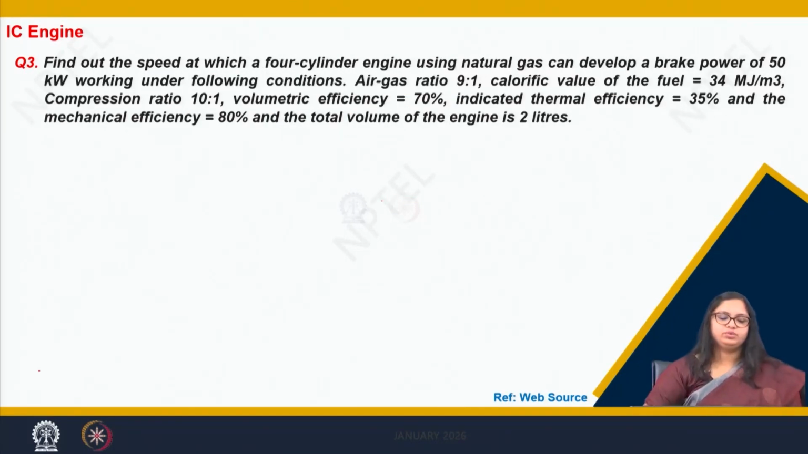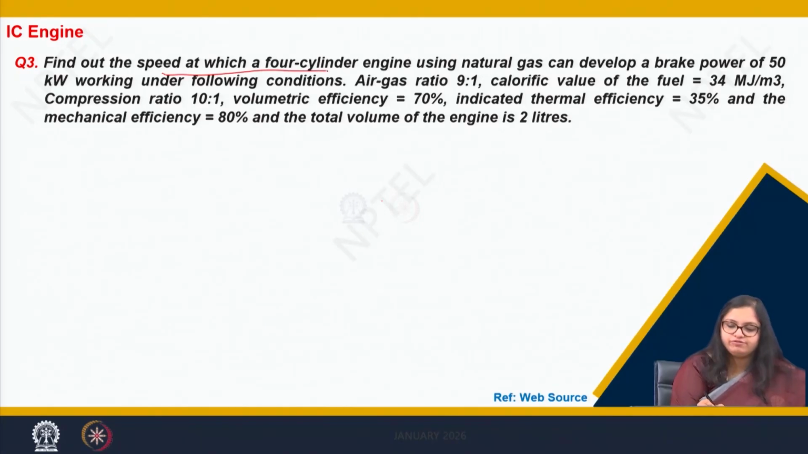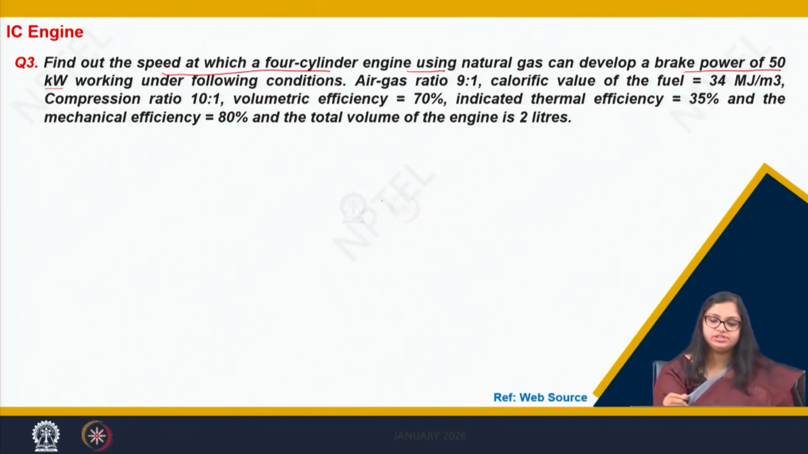Now coming to the third question. The third question tells that we have to find out the speed at which a 4-cylinder engine using natural gas can develop a brake power of 50 kilowatt working under the following conditions. So what are the conditions? The air to gas ratio is 9:1. The calorific value of the fuel is 34 megajoule per meter cube and the compression ratio is 10:1.